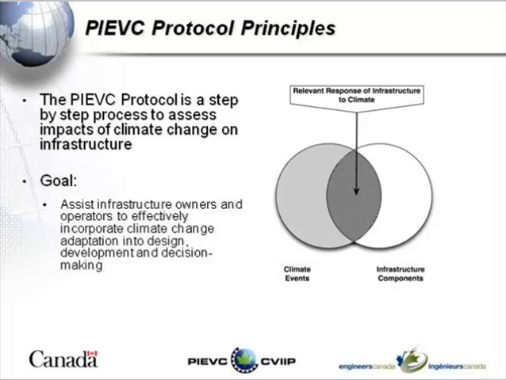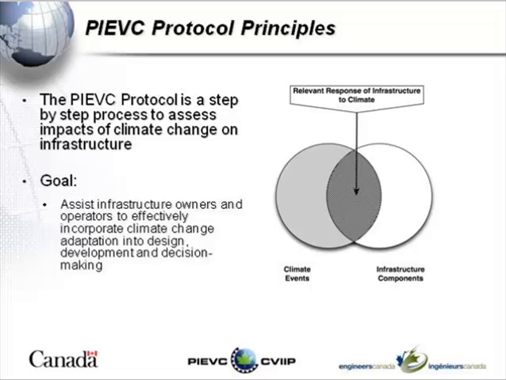So, done in about 10 or 15 minutes here. We're now going to talk about the protocol at a high level of detail. The protocol document is roughly 90 pages long, and it goes into very detailed, very specific, step-by-step sets of questions. What I'm going to show you over the next 6 slides is nowhere near that level of detail. The protocol is a step-by-step process to assess impacts of climate change on infrastructure.